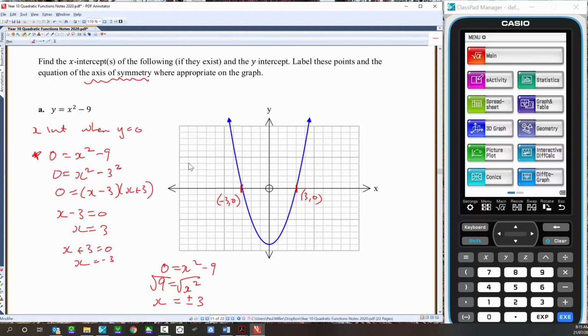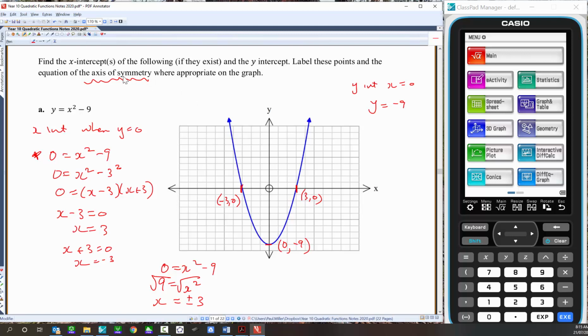Now we want what they call the y-intercept. So let's do the y-int when x is equal to 0. So y is equal to 0 squared take 9. So y is equal to negative 9. So when x is equal to 0, the y value is negative 9.